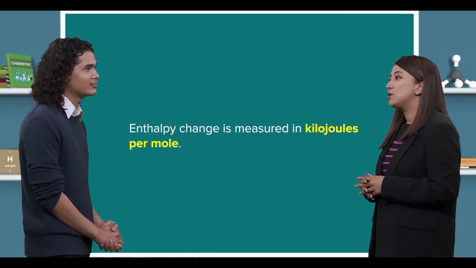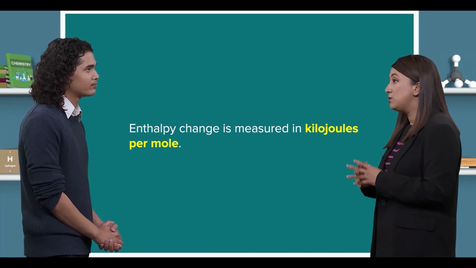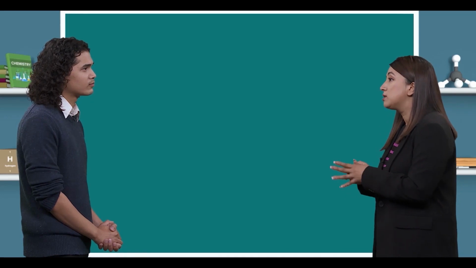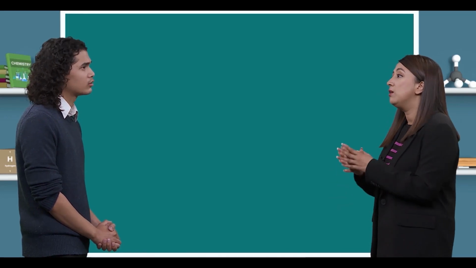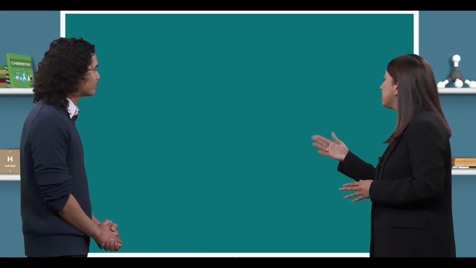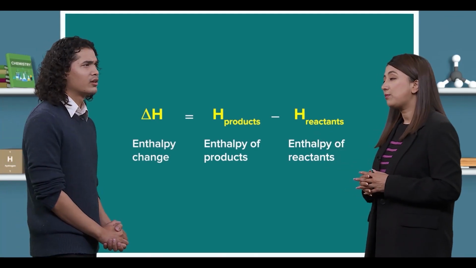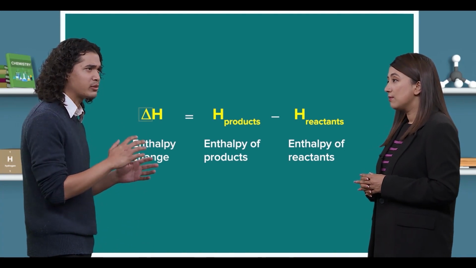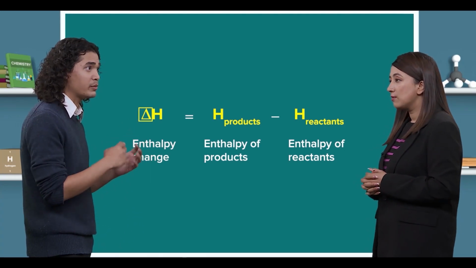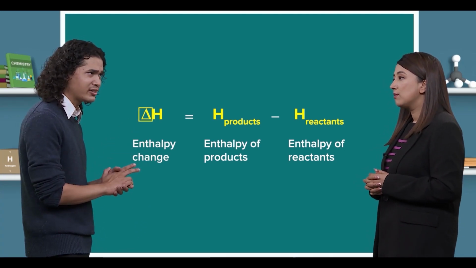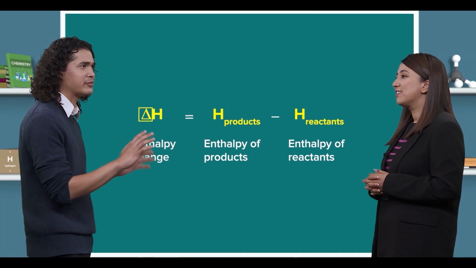Got it. We also have mathematical interpretations to determine enthalpy change. The change in enthalpy equals the difference between the enthalpy of products and reactants. Hang on, we're using the symbol delta here. It is used to measure a change in quantity, right? I've seen this symbol many times in physics.